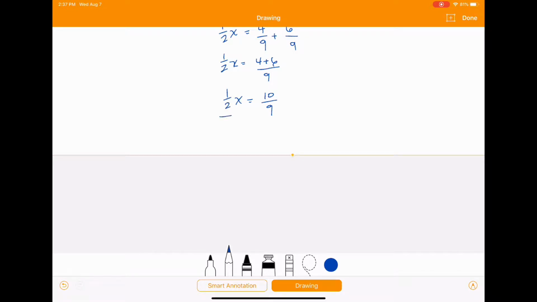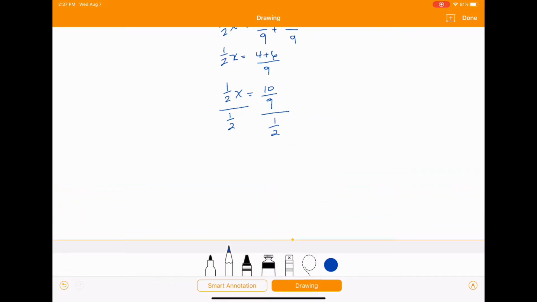Now here we've got to divide by 1/2 on both sides, which when we divide, remember that's the same thing as multiplying by its inverse. So we're going to have 2/1 times 1/2 x equals 10/9 times 2/1. So here 2's will cancel, 1's will cancel. You'll be left with x on this side. Here you're going to have 10 times 2 over 9 times 1. So x is going to equal 20 over 9.